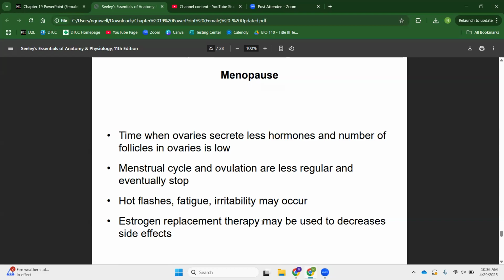Estrogen replacement therapy can be used to help decrease some of these side effects because, in a sense, you're adding some of that primary hormone back to the system, which is no longer secreting as much of it.